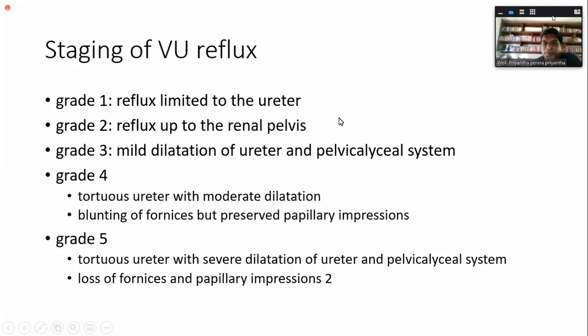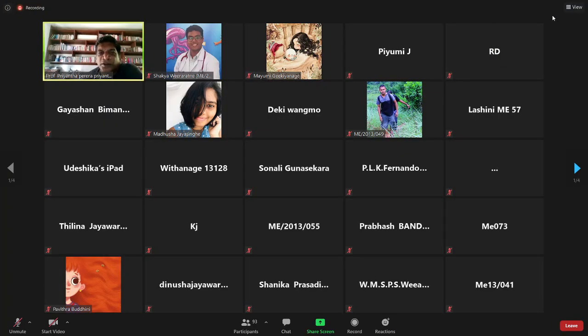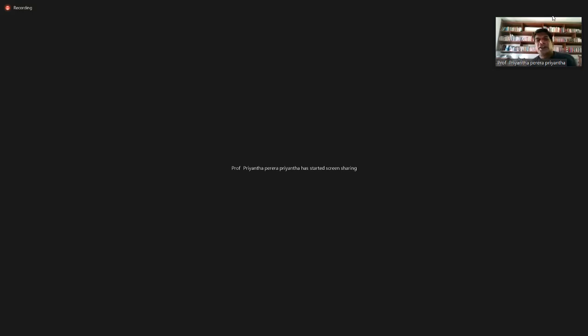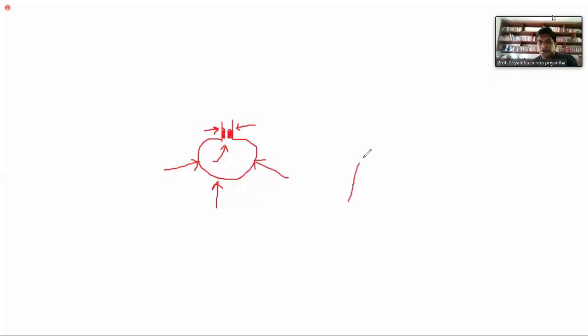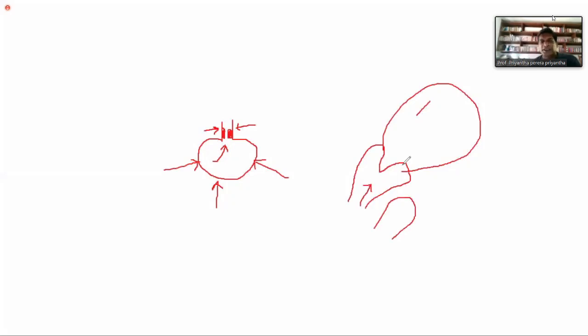When the renal papilla looks like that, the papillary impression is there. This is the renal pyramids, right? The papillary impression looks like that. With increased pressure from this side, it becomes clubbed like that, so the papillary impression will be lost.